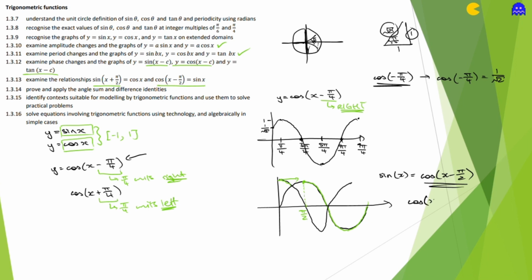If alternatively we want to graph our cosine graph, that'll be a shift of the sine graph pi on 2 units to the left, x plus pi on 2. Alright, and so there is this relationship between our sine and our cosine graphs based on this function here, this phase shift.